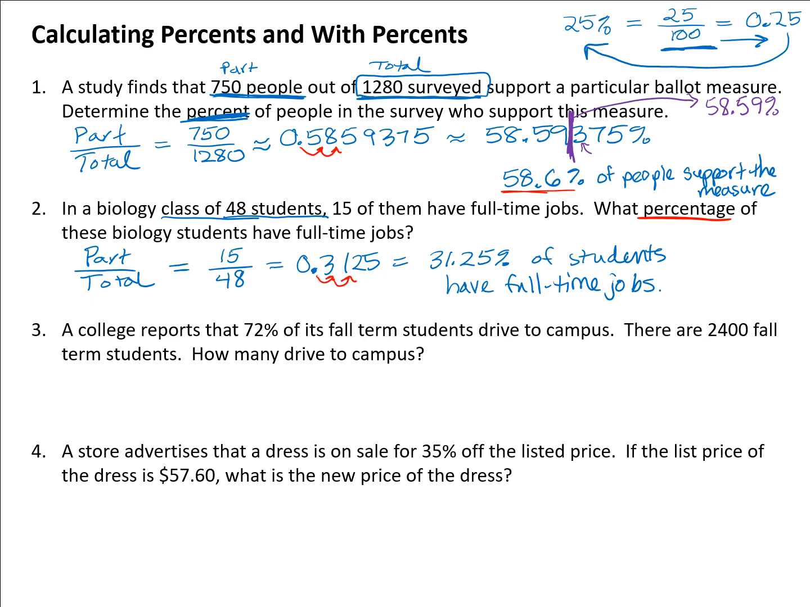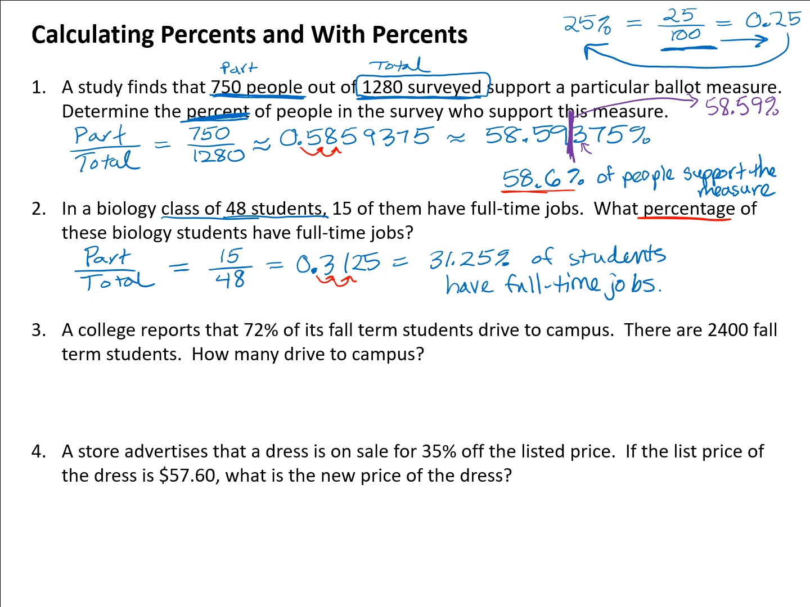Problem 3, a college reports that 72% of its fall term students drive to campus. There are 2,400 fall term students. How many drive to campus? All right, so this one's a little different. We're given the percent and we're asked, how many is that?